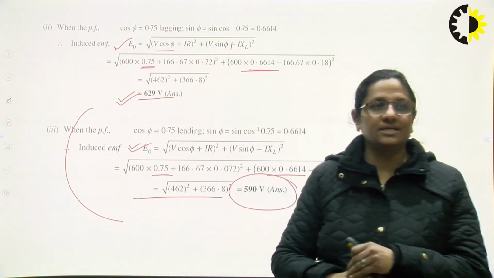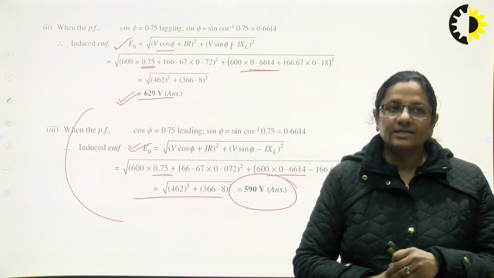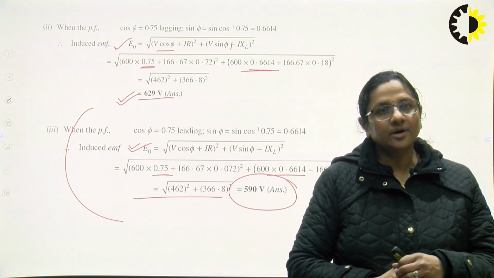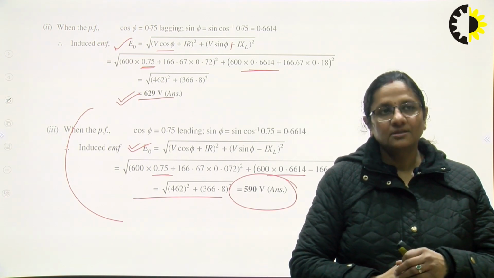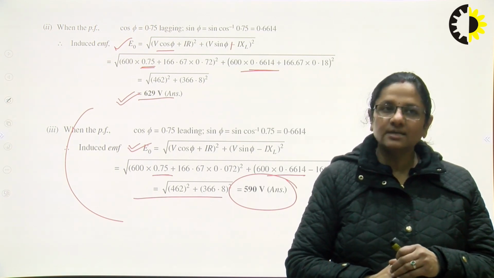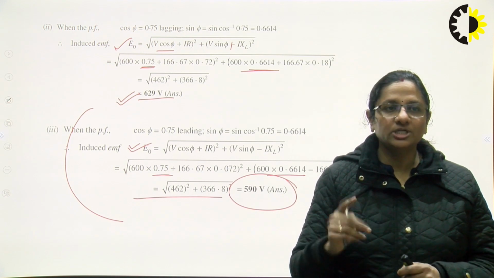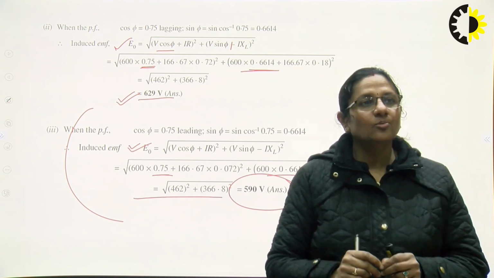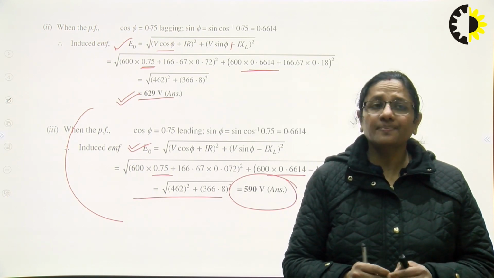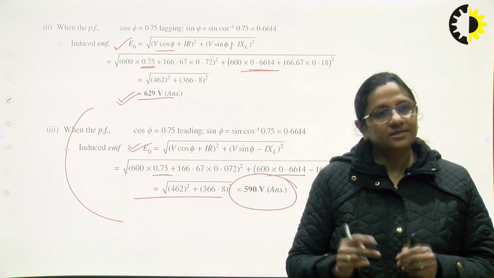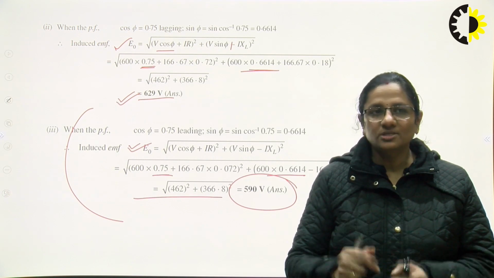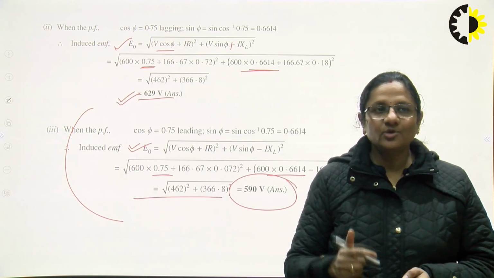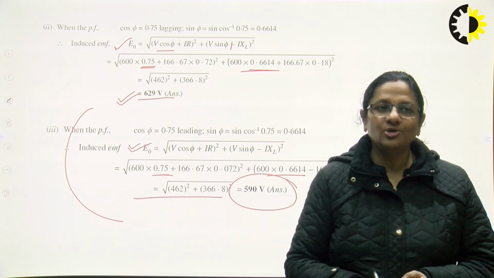Right, what you can see? You can very well see that the terminal voltage is more in case of the leading power factor operation of the machine. The terminal voltage would be less than the induced voltage when the machine is operating at unity power factor as well as lagging power factor. But when the machine is operating at leading power factor, the terminal voltage is more than the induced EMF. Right? And this happens because of the presence of capacitance in the load circuit.